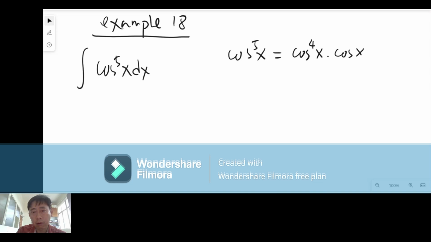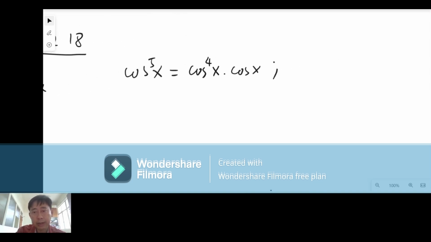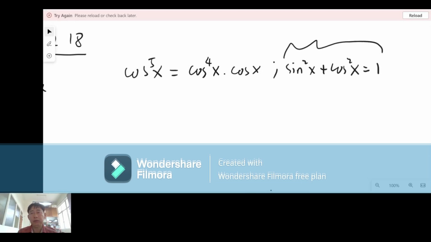We then make use of the identity that relates the square of sine and the square of cosine, which is sine square x plus cos square x equals 1. This identity will allow us to express the even power term in terms of sine square, whereas the cos x term can be related to sine through a very simple differential relationship. Namely, the differential of sine gives you cos x dx.